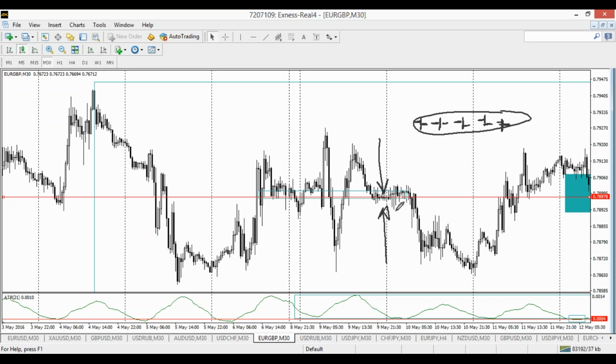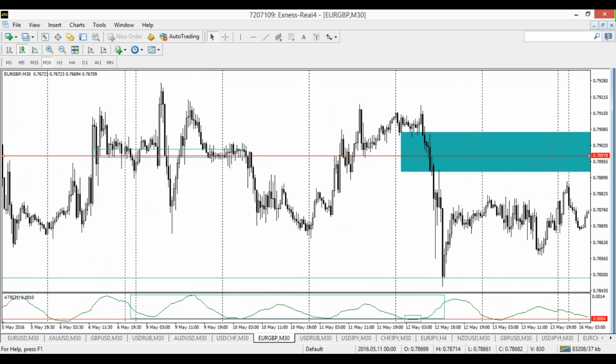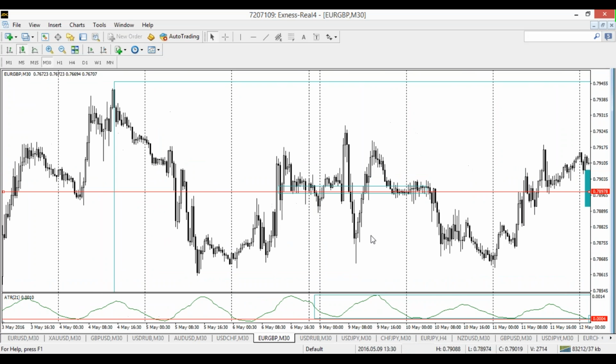Market comes back to this point and it shows no action, absolutely no action. And the next day we see that this level is being tested several times. Of course, market is breaking this level to the upside or to the downside, but you see that this level is tested several times. You also are able to see that this level was tested before.